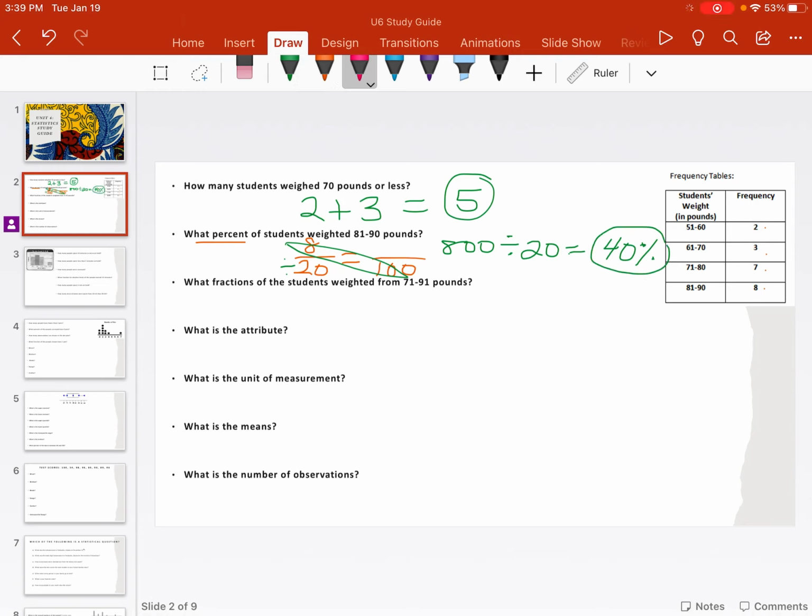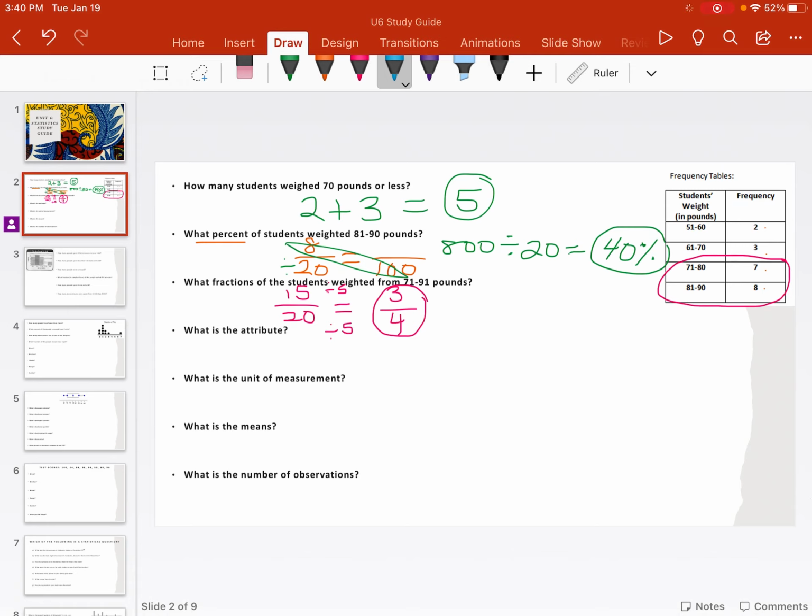Next, what fraction of the students weighed from 71 to 91 pounds? Okay, I feel like it should just say 90. So from 71 to 90 pounds is right here. That's 7 plus 8, so 15 out of the 20 students. And let's simplify that. So 15 and 20 are both divisible by 5. I'm going to divide top and bottom, and I get 3/4. So 3/4 of the students.